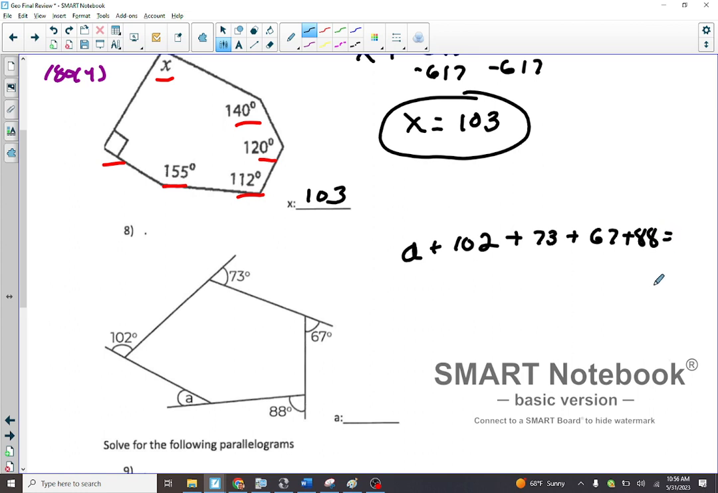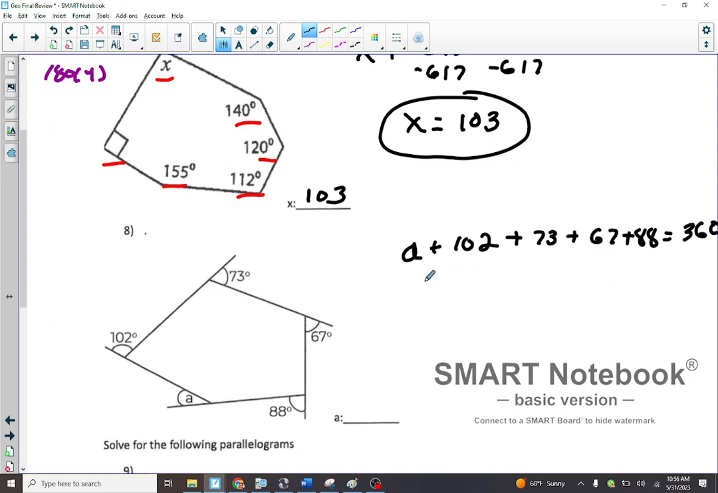You know how we do 180 times n minus 2? Well, two of them is 360. That 360 is technically on the outside. Could I explain that? Probably not, but that's how I always think about it.